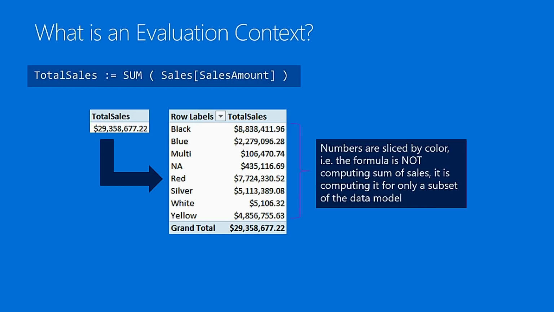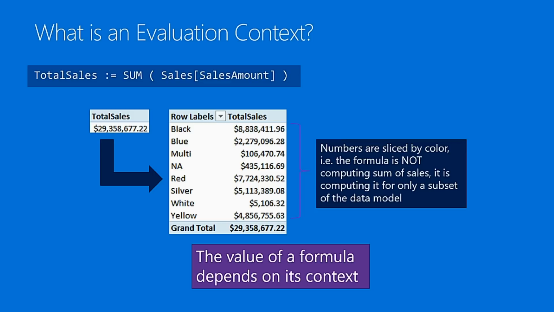So, said in other words, the formula describes the algorithm, so what needs to be computed. But then the context defines on which subset of the data the number will be computed. And if you don't know the context, you don't know the result of a formula. That's a very simple point. But if you just look at the sum of sales amount, you cannot say what the result will be.